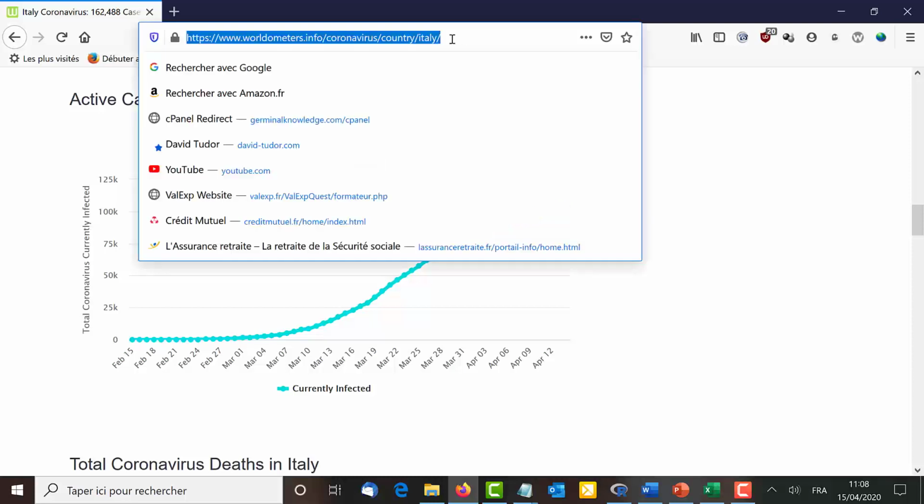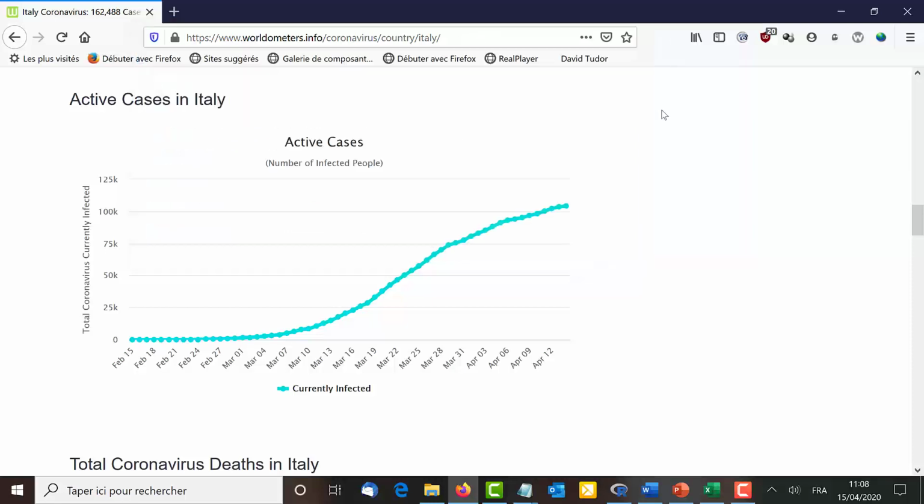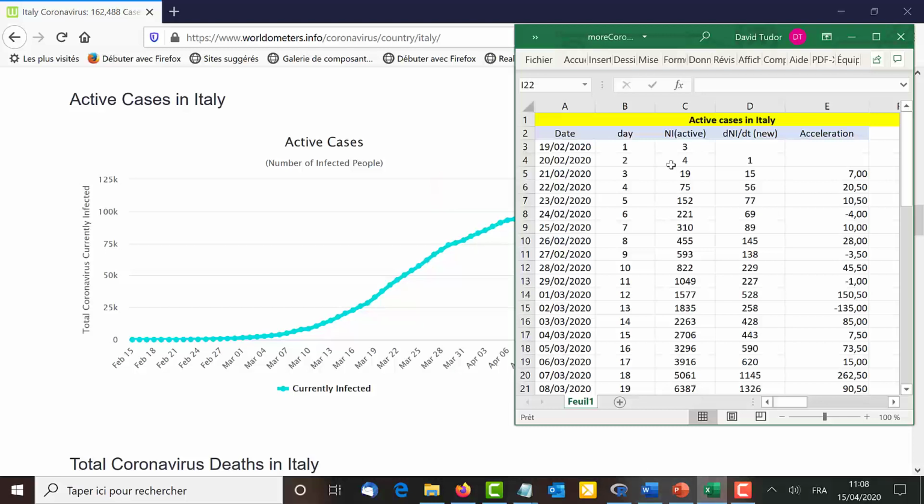So I'm just showing you the Worldometer's website in order to get my data. So they have a very nice curve here, lots of different things about active cases, cumulative cases, new deaths, new cases. So I went up through here, and day by day I copied down the totals that you see along the curve here, and I put that into an Excel sheet.